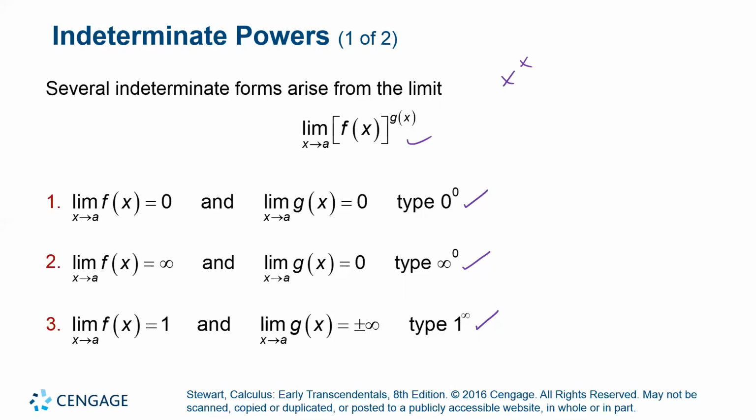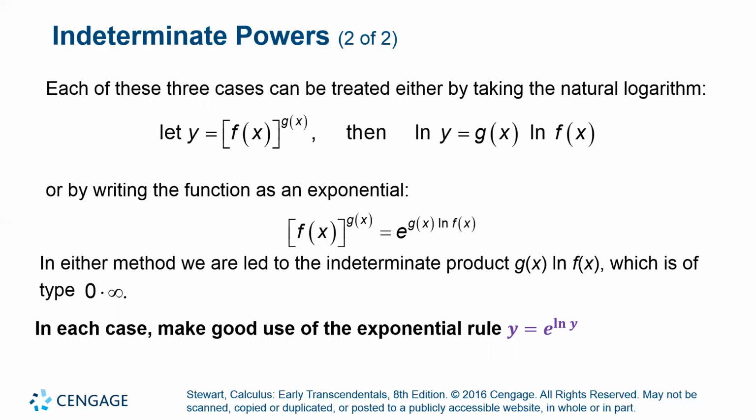Now this is finding the limit. Whenever you have this, you have to take the natural log and then simplify before you apply the L'Hopital rule. Now, each of these 3 cases can be treated by taking the natural log of this function. Let y equal to that and take natural log and write it as what? g of x times natural log of f of x. And then this y is the same as this.